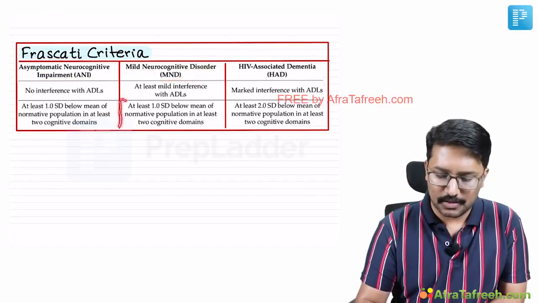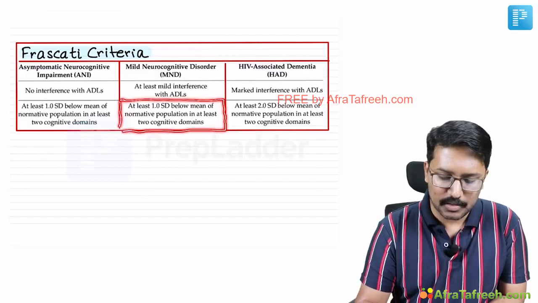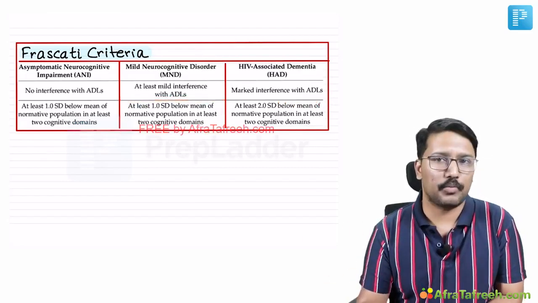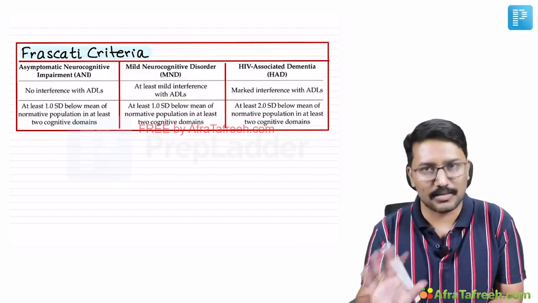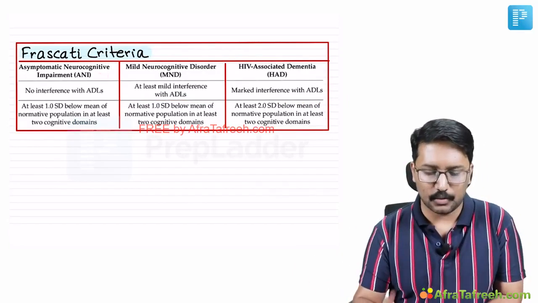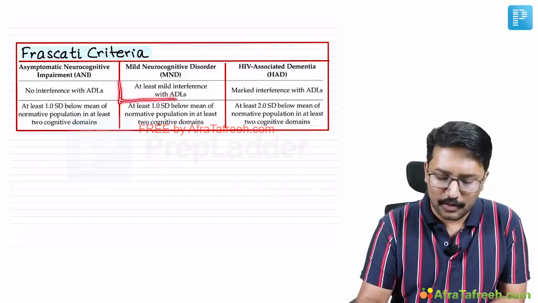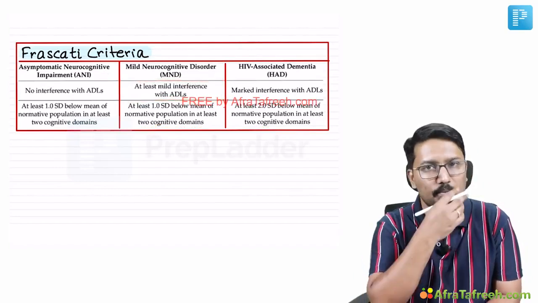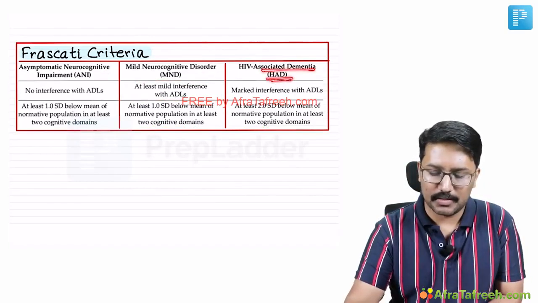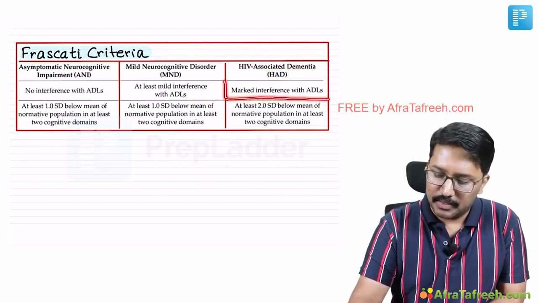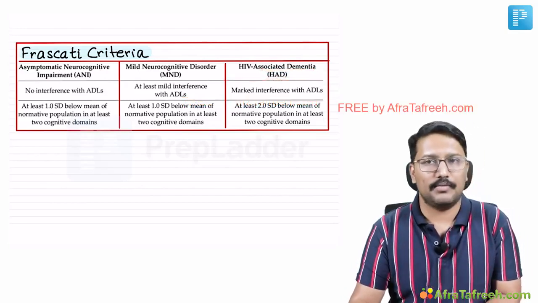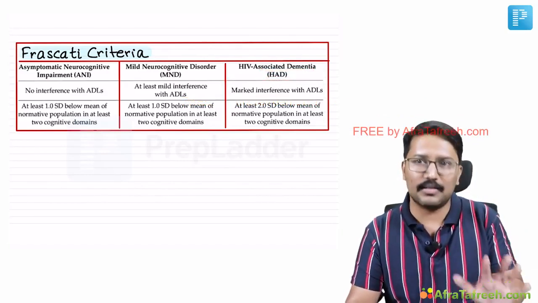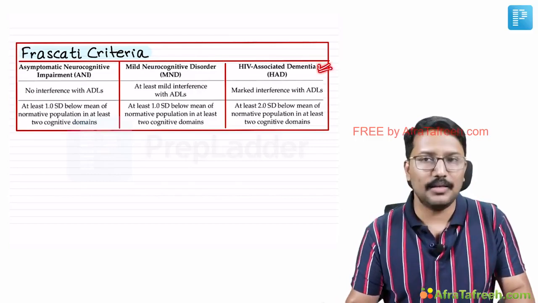The cognitive dysfunction on the cognition assessment tools is similar, one standard deviation below the mean of the normative population on at least two cognitive domains, same as your ANI. The only difference here is some mild degree of interference with the activities of daily living. Okay, now what is HIV associated dementia? Here there is marked interference with respect to his activities of daily living, like almost someone who needs to be told what needs to be done, right? Like a literal dementia patient, HIV associated dementia.